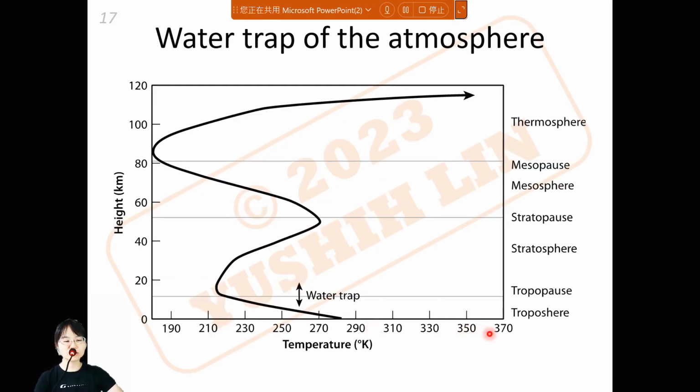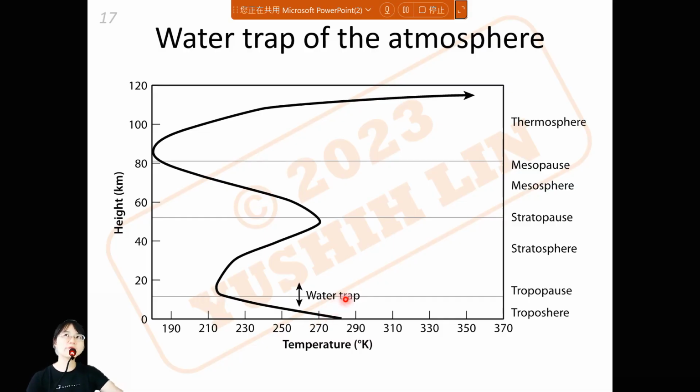This is temperature, and this is the height above the ground. So we live here, the troposphere. This is the temperature we know, around something like 15, 20, 25, depending on the latitude. However, with increasing height at the tropopause, you can see that the temperature decreases rapidly.